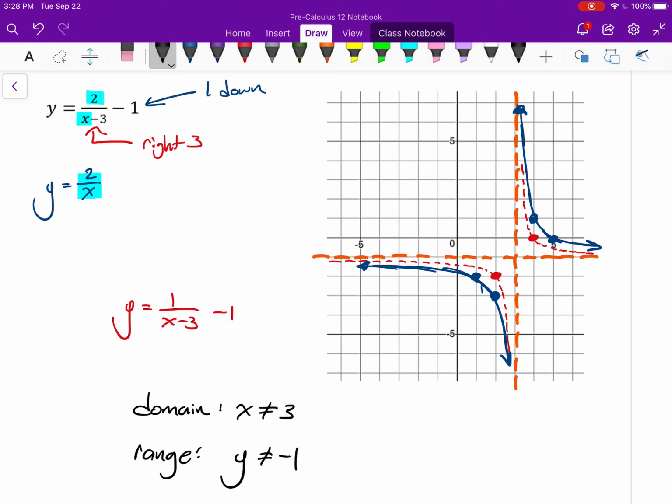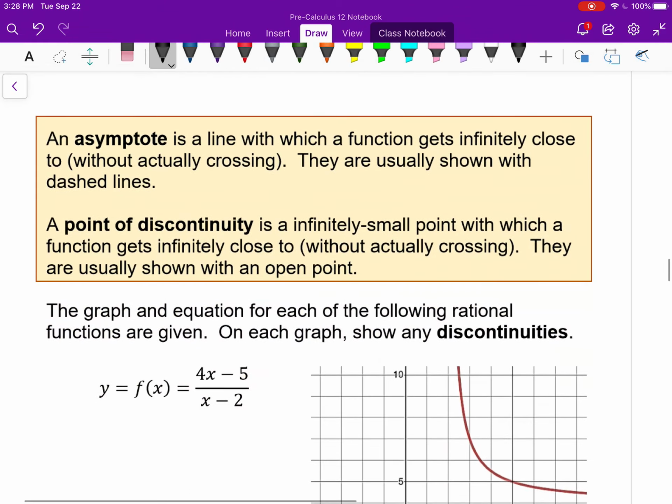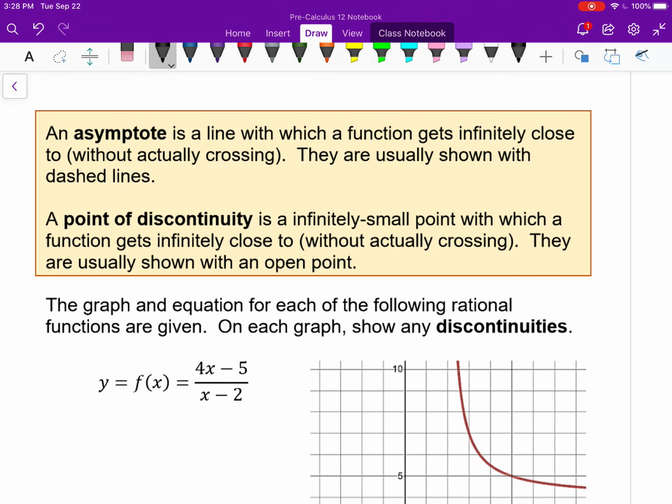All right, so let me talk about another type of discontinuity. So an asymptote, which again you may have learned about in grade 11 or not, is, as I've already described, a line which the function gets infinitely close to without actually crossing. And they're usually shown with dashed lines. I've already mentioned that.